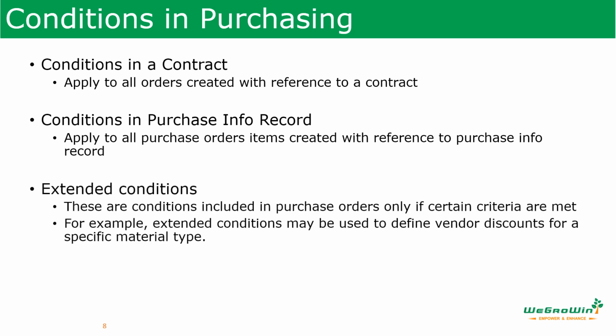And then we have extended conditions. Extended conditions are only included in the purchase order if they meet certain criteria. For example, we can use extended conditions to define vendor discounts or include discounts for a material type. Extended conditions are more flexible than conditions in info records or contracts, in that we define which criteria must be met if the conditions are to apply for purchase orders.